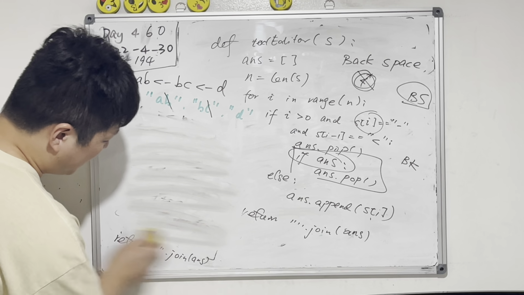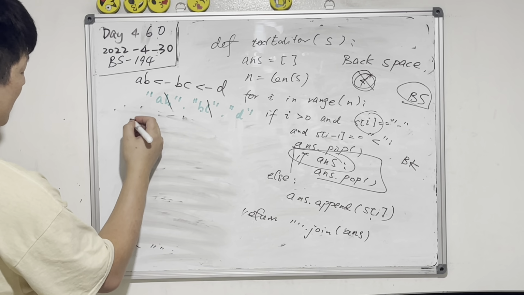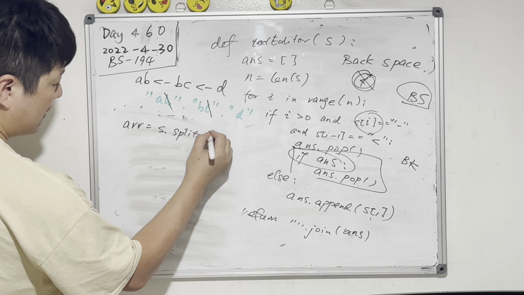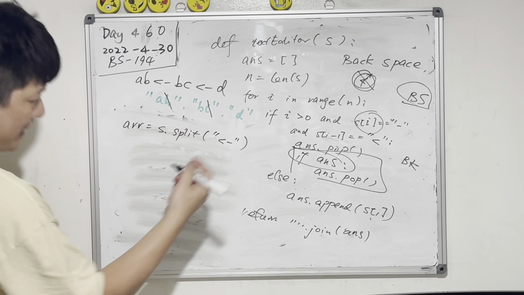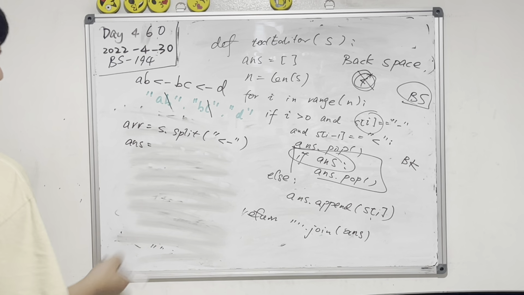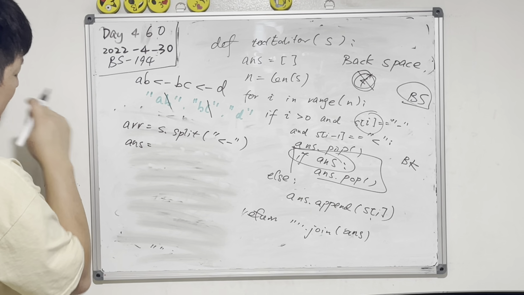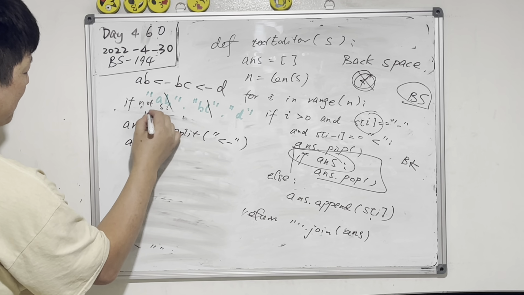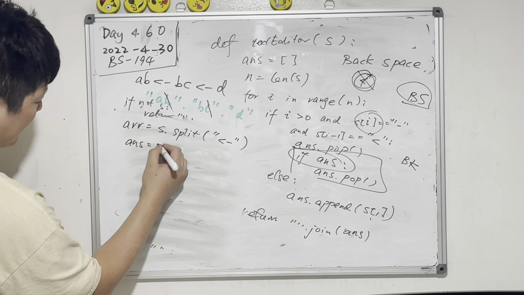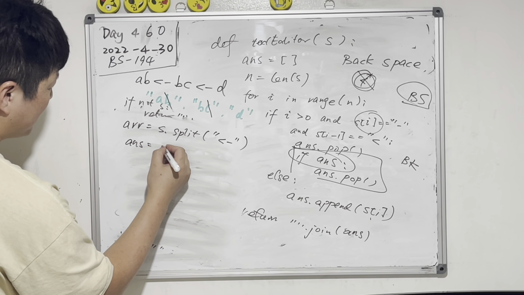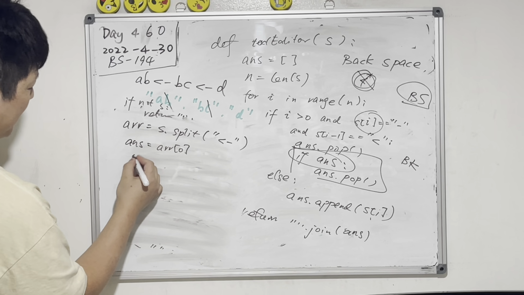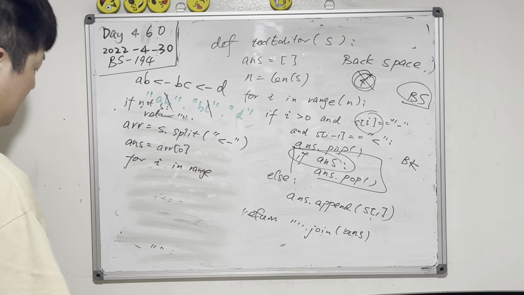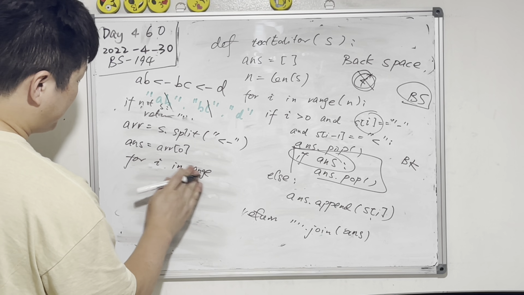So how that will be quite interesting as well. Look, arr equals s dot split. We split by this backspace, okay? And then answer. If not s, if s is empty, then we just return. And answer equals the first one first, which is arr[0]. Then we go for i in arr. Probably we don't need the range.